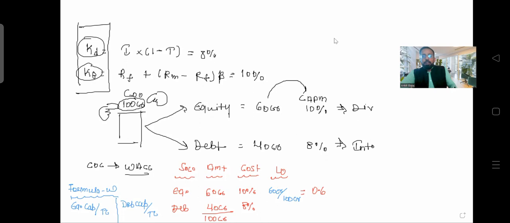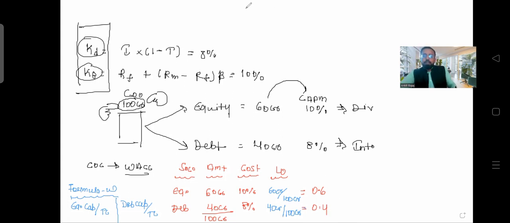If I talk about the weight of debt, the debt capital is 40 crore rupees and the total capital is 100 crore. So what is going to be the weight of debt? It is going to be 0.4.